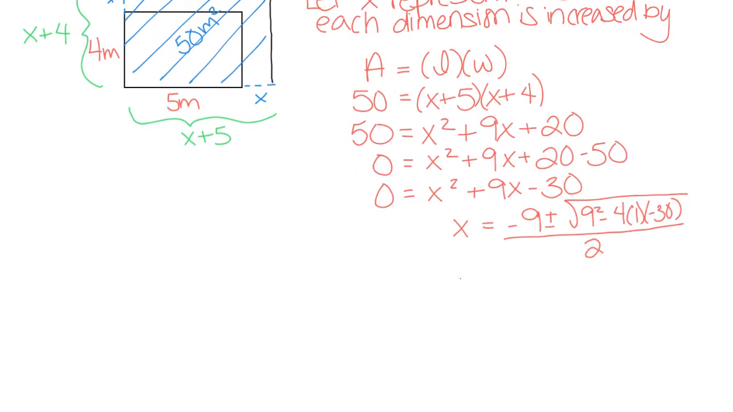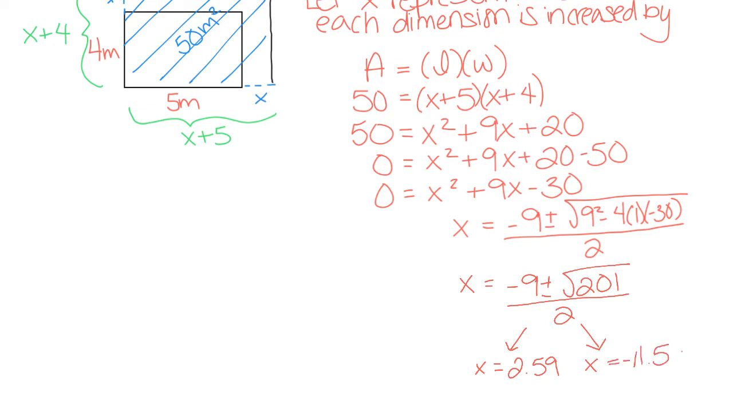And I end up with x is equal to negative 9 plus or minus root 201 all over 2. And then I am going to find approximations. So I have 2.59 and I get negative 11.59. So then I need to take a look and see which answer is valid.